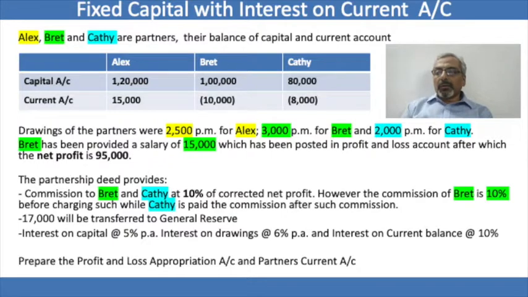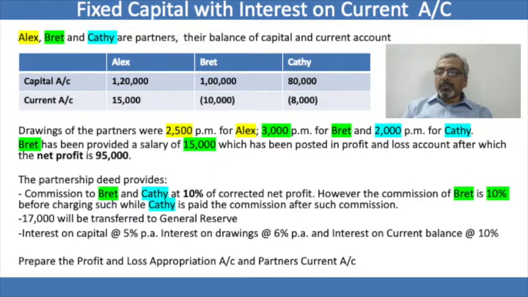Drawings of the partners were 2,500 per month for Alex, 3,000 per month for Brett and 2,000 per month for Kathy. So here the monthly drawings of all the three partners have been mentioned, but it is not mentioned when the drawing has been made.